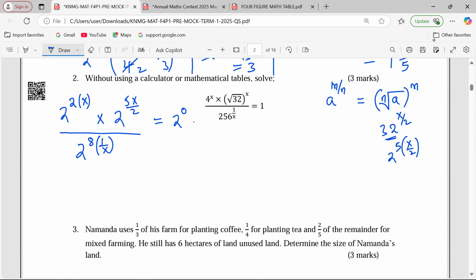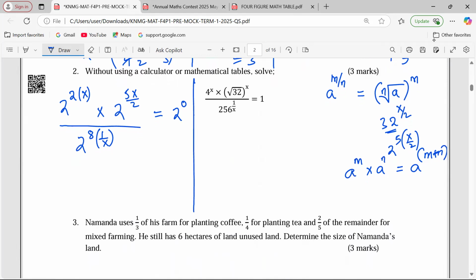Now at this point, we can apply some more laws of indices, whereby we say that because the base is the same throughout the equation, from the numerator we can add the powers, because a raised to power m multiplied by a raised to power n, because the bases are the same, we just take a and add the powers. So we add the powers, 2x, then 5 over 2 x. So 2 plus 5 over 2. You know, 5 over 2 is 2.5. When we add 2, we get 4.5. So this is 2 power 4.5x. Then this has been divided by 2 power 8 over x. This is equal to 2 power 0.